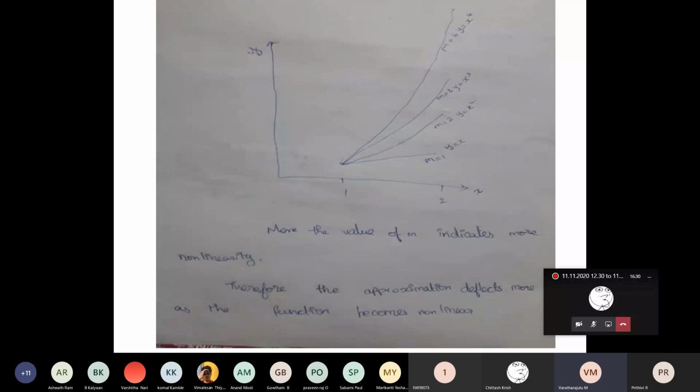In the previous slide we saw that the error depends on m. So as nonlinearity increases, the error increases. This is what we conclude. And next slide.